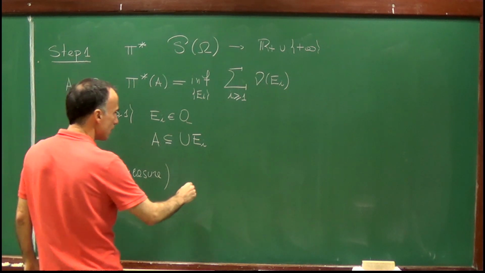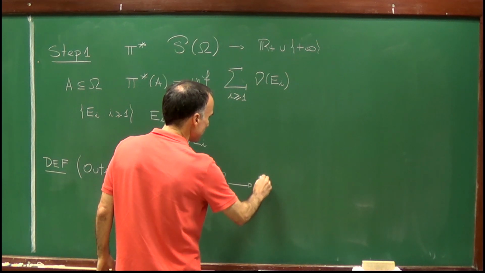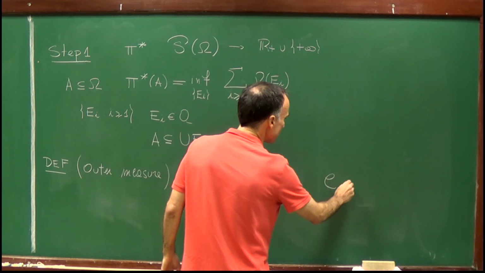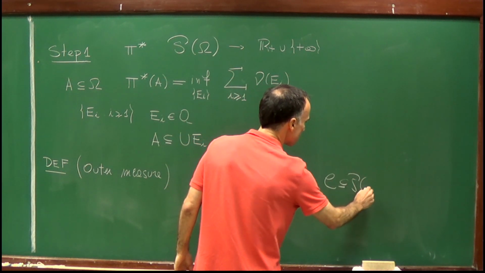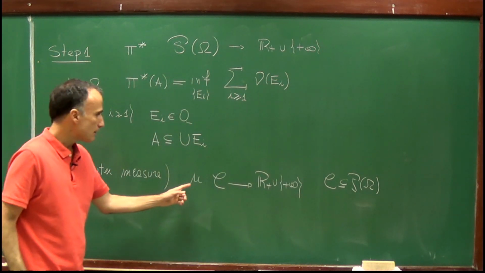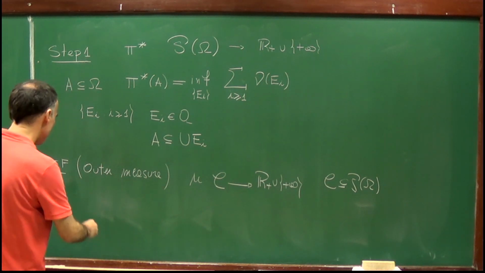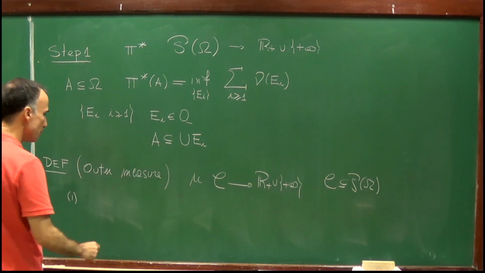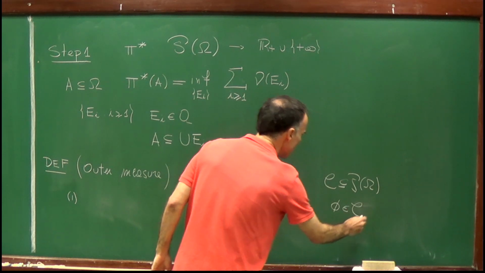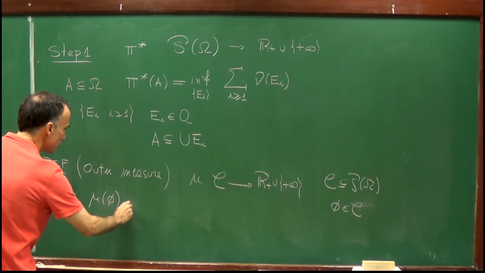So I'll say that a function mu, which is defined on a class C, and which takes values in R plus union plus infinity, where C is some class of subsets of a certain set omega. We will say that mu is an outer measure if, well, I will assume that the empty set belongs to C.